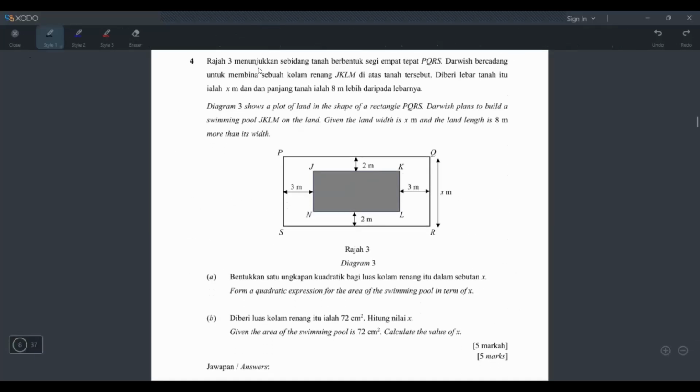So this is how I would do it, right? Okay, number 4, let's go. Diagram 3 shows a plot of land. So this is land in the shape of rectangle PQRS. For a rectangle, we all know opposite sides must be the same. So this is X, and this one I don't know, right? I just know here is 3. I don't know this one.